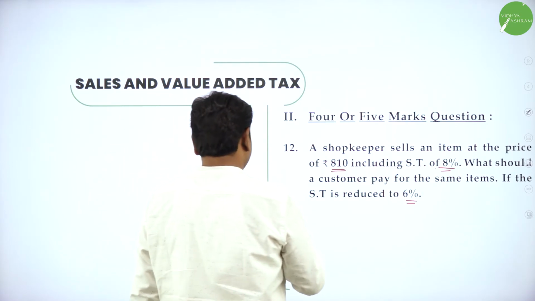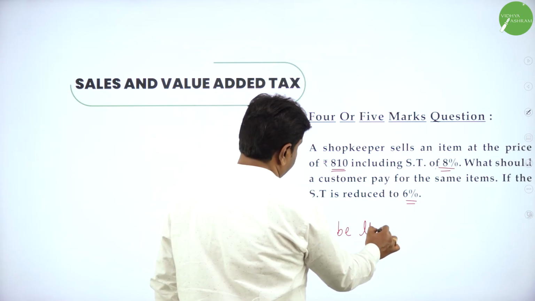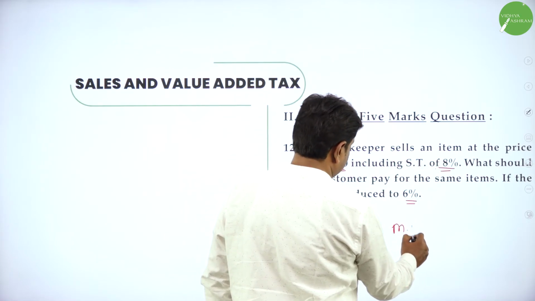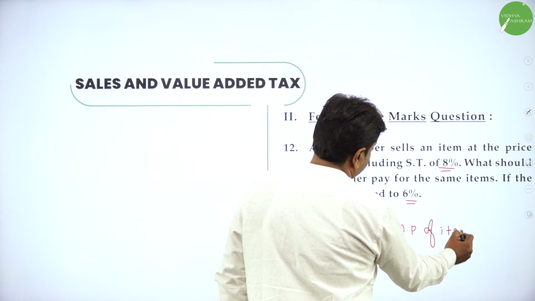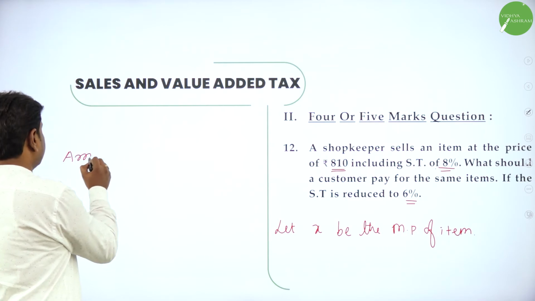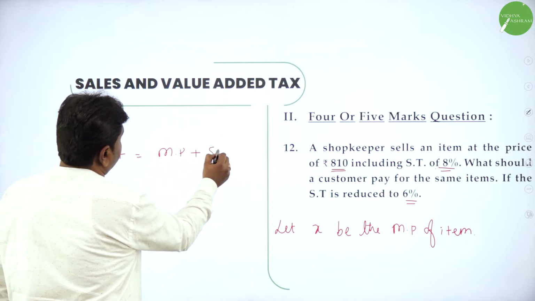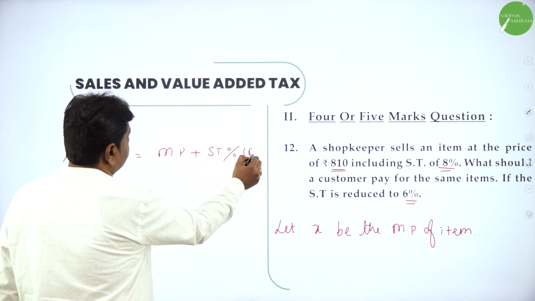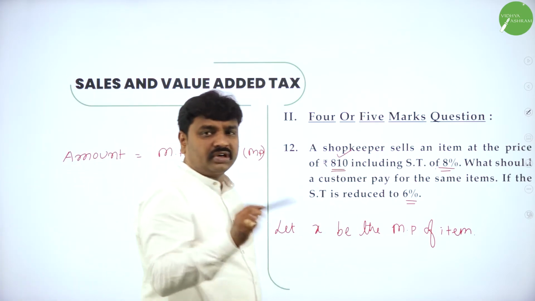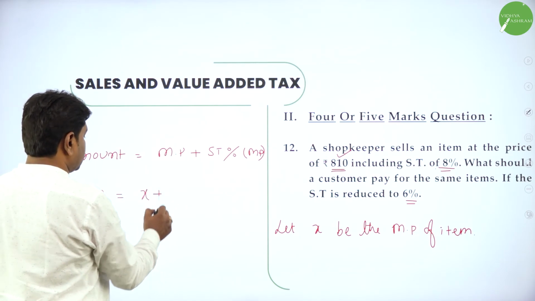So now we'll start with an assumption. Let x be the market price of the item. Now you know the formula. Amount to be paid is equal to market price plus sale tax percent of market price. So what is the amount paid? Amount paid is 810 rupees. That's what is given. So LHS I'll take 810 rupees and market price I'll assume x.